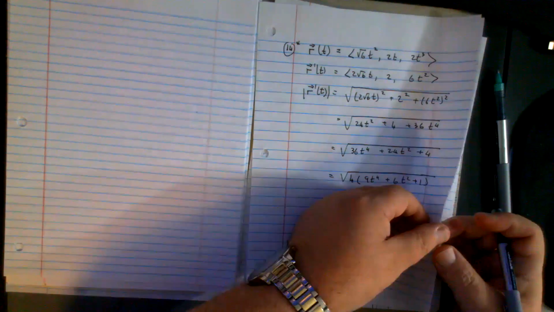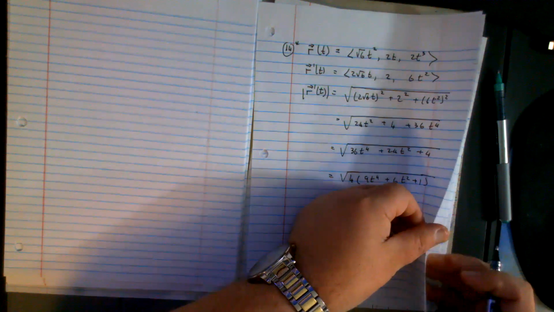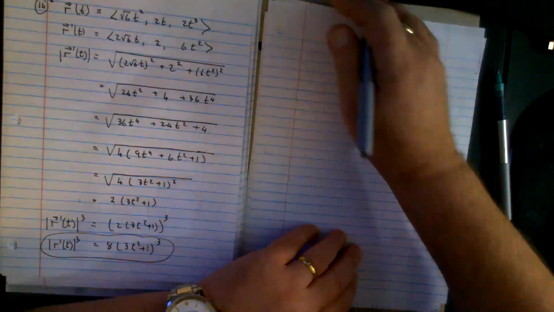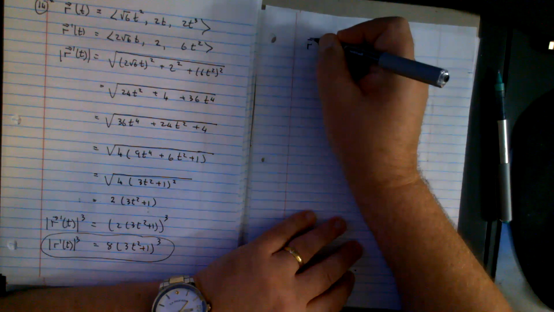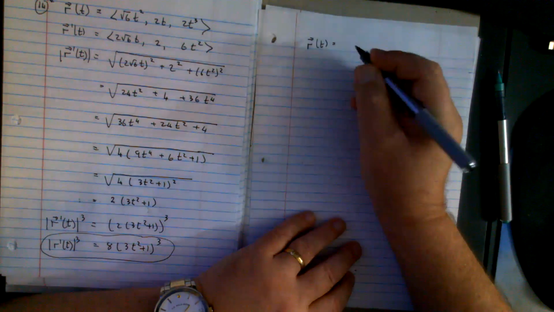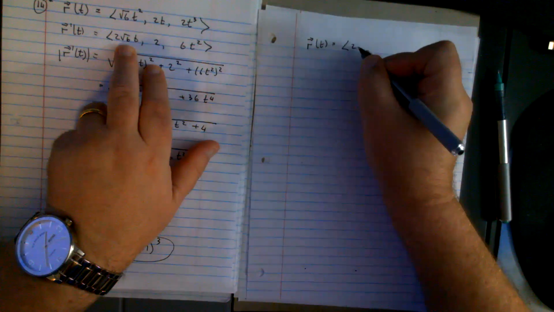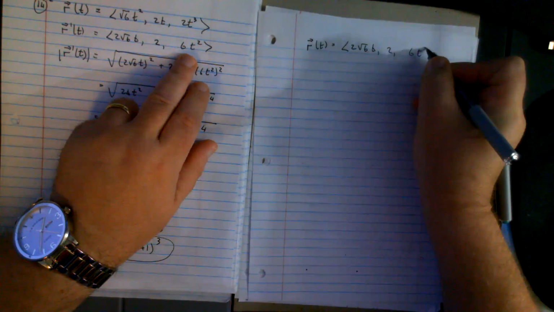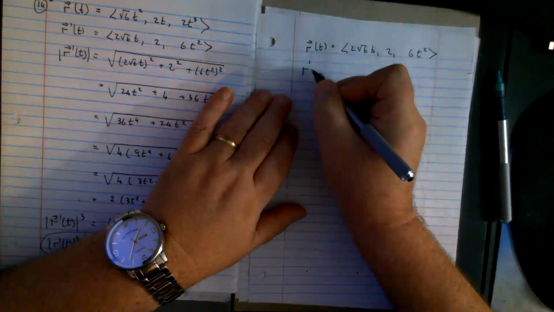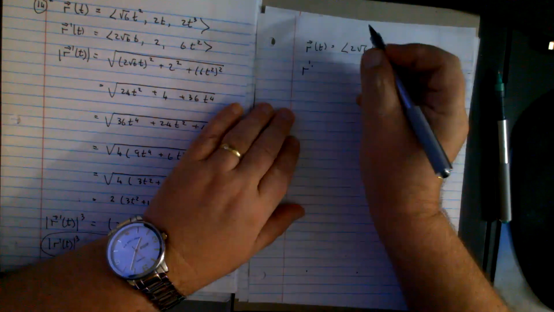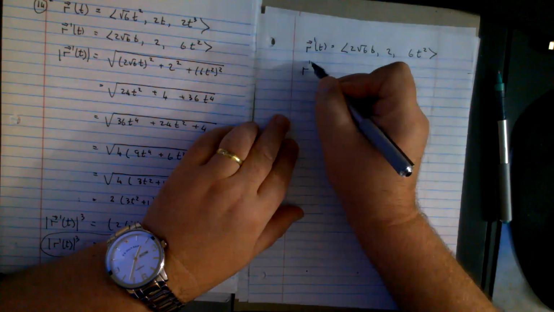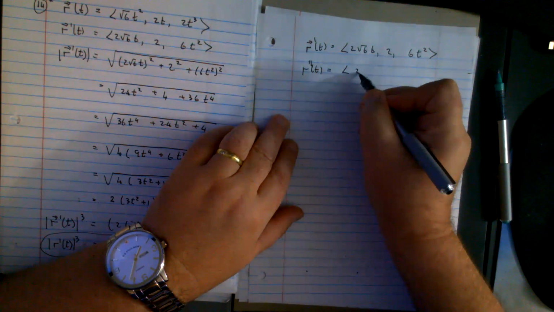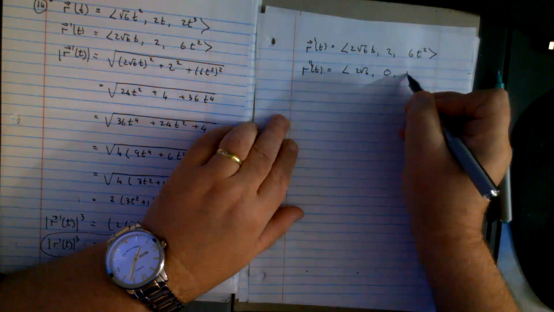What we're now going to do is find the top half. Well, we know the first derivative. It's 2 root 6, t, 6t squared. Oh, sorry, that is the derivative. We know the second derivative then is going to be 2 root 6, 0, and 12t.